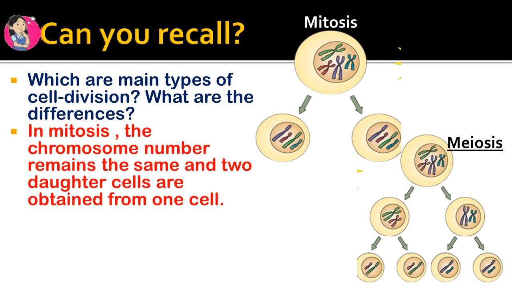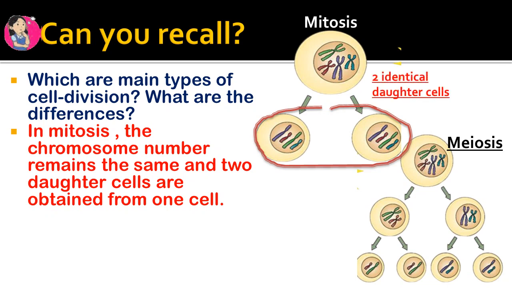Okay, so in mitosis, the chromosome number remains the same and two daughter cells are obtained from one cell. So in the mitotic division, when the cell divides, the chromosome number, that is 46 chromosomes or 23 pairs of chromosomes, are transferred from parent cell to daughter cells. Okay, so that is why the cells obtained by mitosis are two identical daughter cells. Why? Because the total 46 chromosomes are copied to the daughter cells. That is why two identical daughter cells are formed.